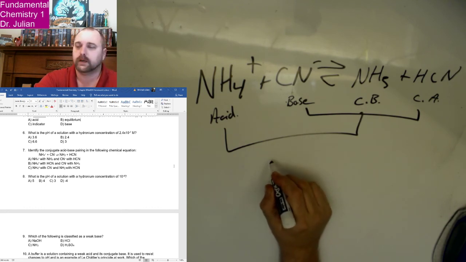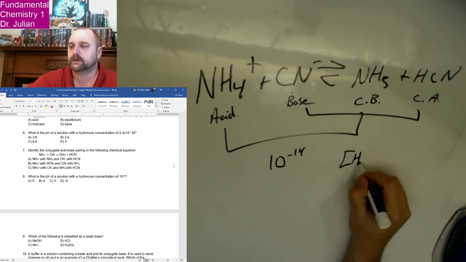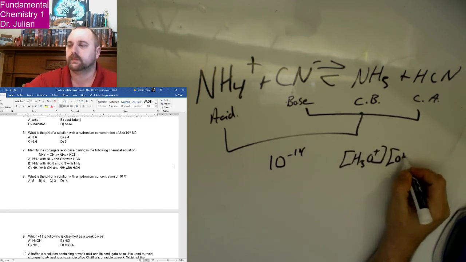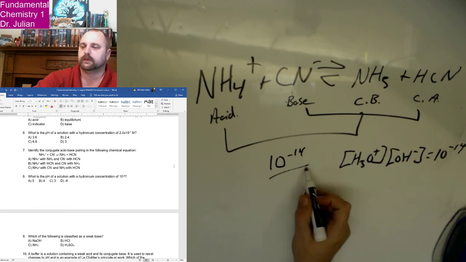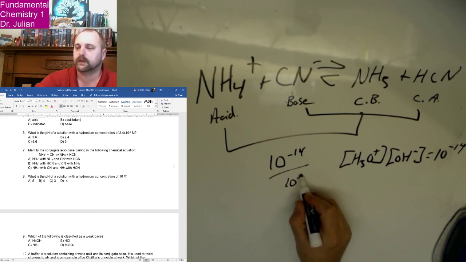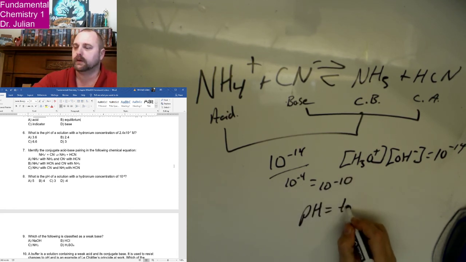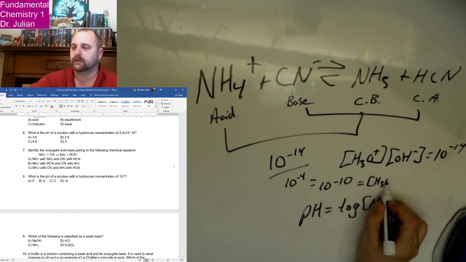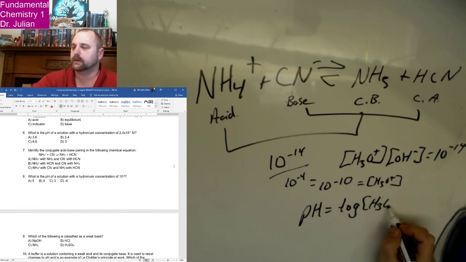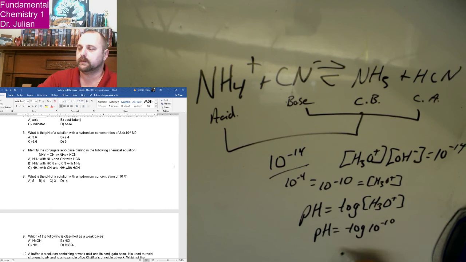Ooh, they're sneaky now. Okay, so hydronium, we got to use 10. We're using this equation, H3O plus times OH minus equals 10 to the minus 14. So 10 to the minus 14 divided by 10 to the minus 4 is 10 to the minus 10. And then pH is negative log of H3O plus. This is my H3O plus. And so pH equals negative log of 10 to the minus 10, which is 10.